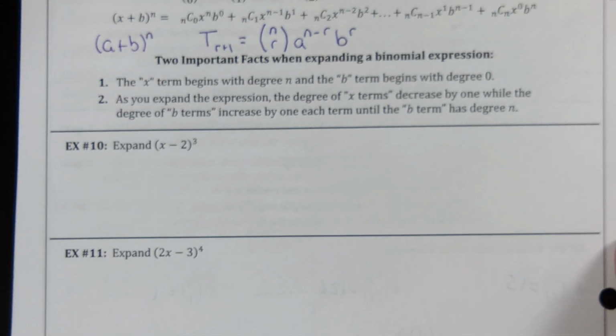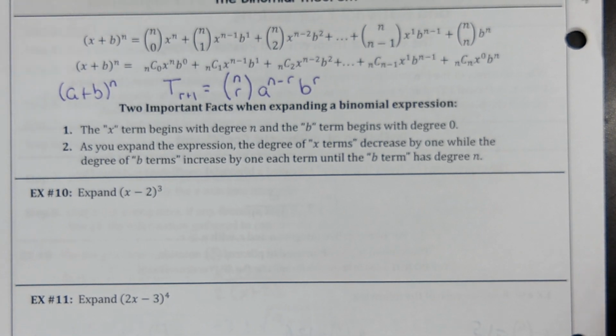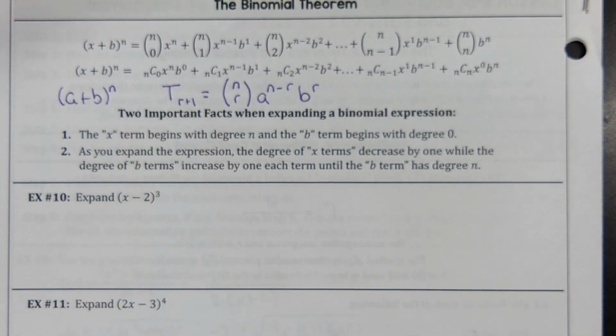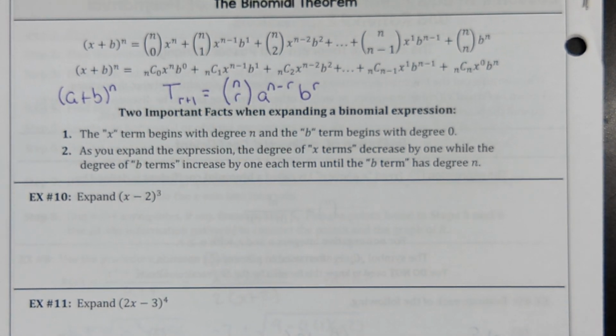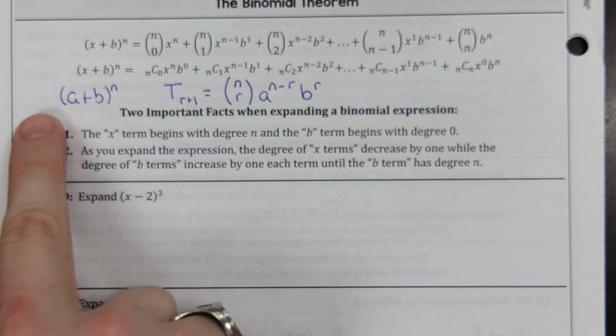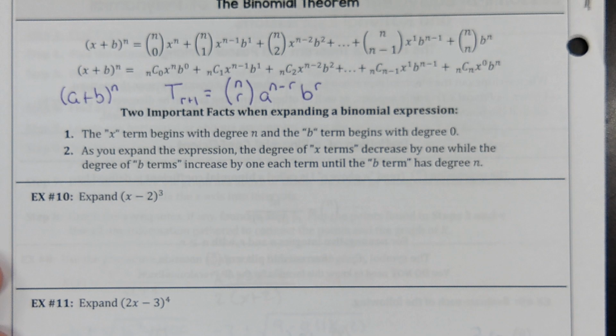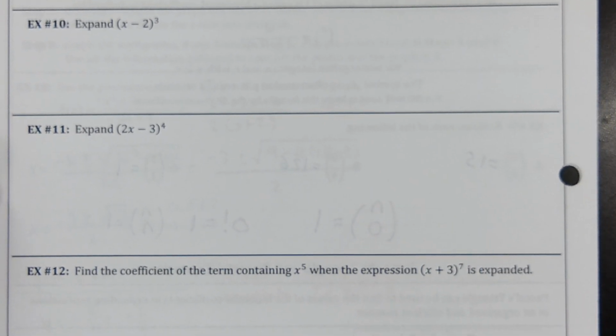So that is beneficial to us if we wanted to say, what's the 5th term in the expansion? You go, oh, t sub 5, so r is 4. So you would put a 4 right there. So it tells you what r equals. Great. We're going to use this to expand x minus 2 to the 3rd.